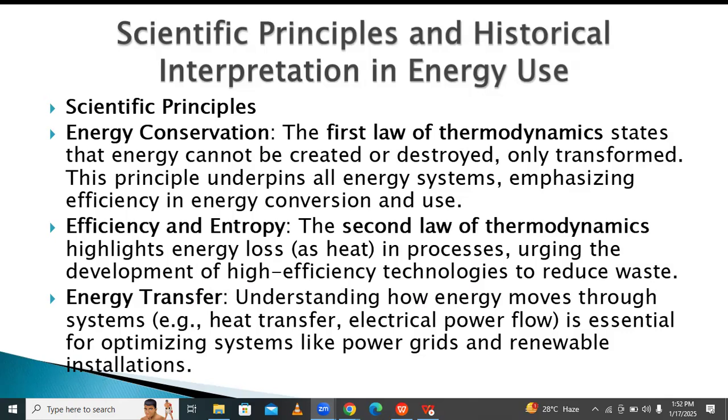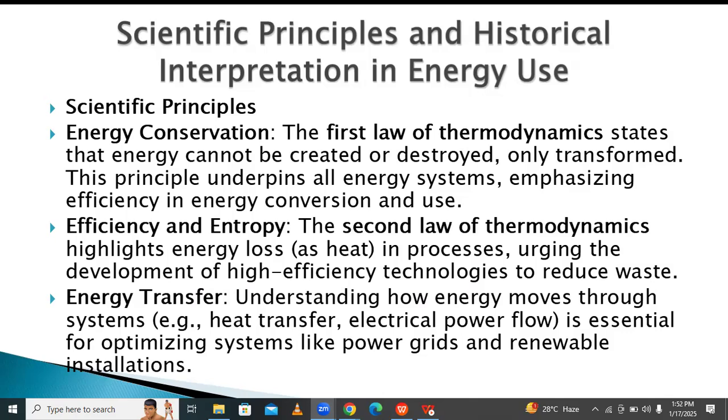Next, energy transfer, for understanding how energy moves through systems, such as heat transfer and electrical power flow. So these are the three major principles under the scientific principles of energy use.